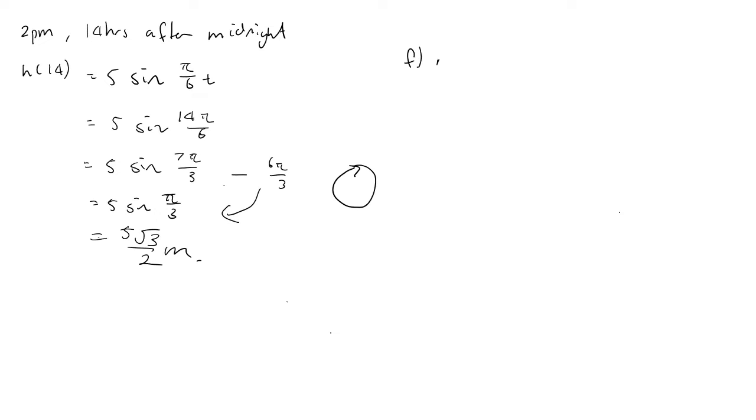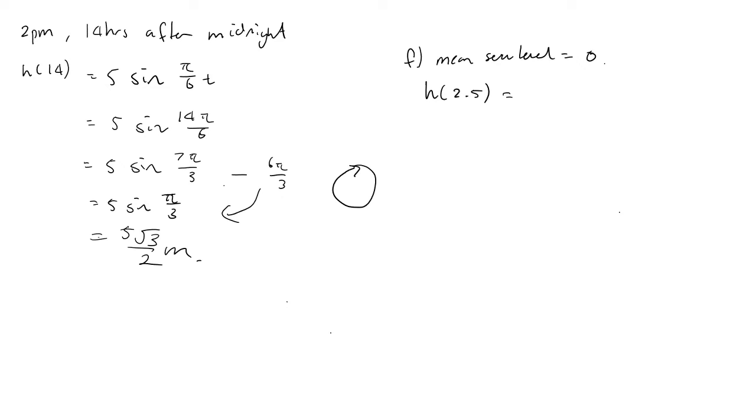And our mean sea level is 0, because there were no vertical translations to our graph. So we just solve for h equals t first. Now that's our minimum value. H equals 2.5.